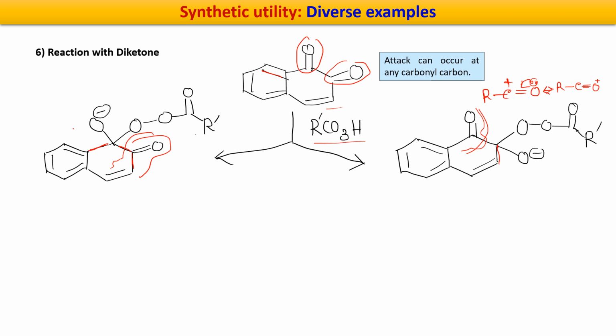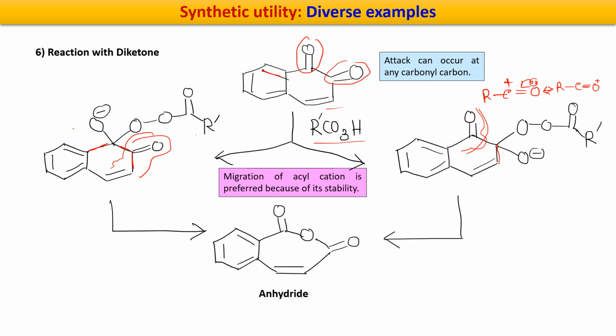Now whatever you consider, left or right, you will always get the same product. So migration of the acyl cation is preferred because of its stability, as I have shown by this resonance. From both sides, when this RCO group migrates, this bond will be broken and this will be the new bond formation. And if you consider the right hand side picture, this bond will be broken and this will be the new CC bond. Okay, so from both sides we are getting anhydride. So from diketone we are getting anhydride.